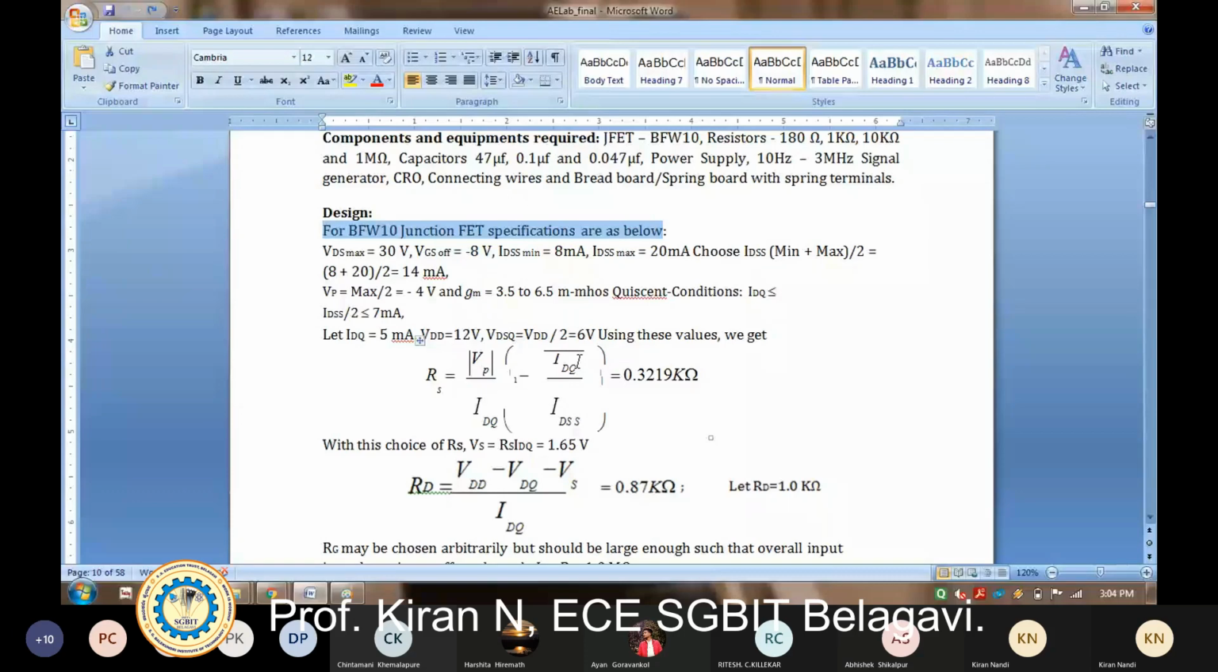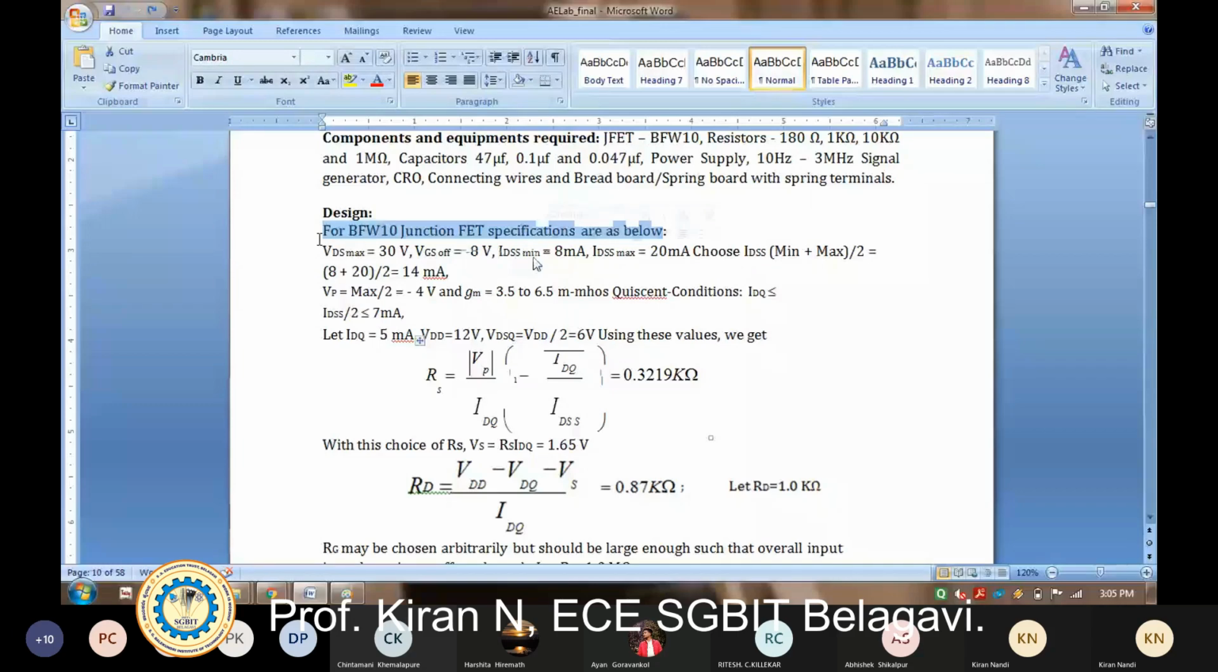VGS off is nothing but the voltage across the source and gate terminal when the gate is in off condition. IDSS, here it is given. IDSS is nothing but the drain to source minimum current, the minimum current which is flowing from drain to source terminal. And IDSS max is nothing but the maximum current which is flowing from drain to source terminal again.